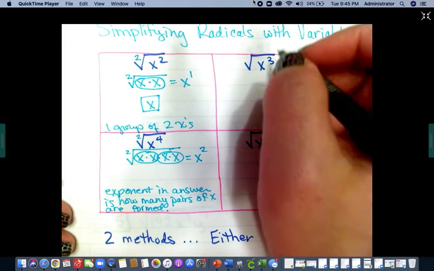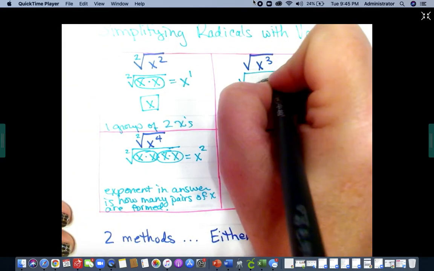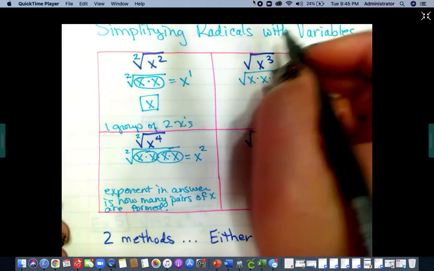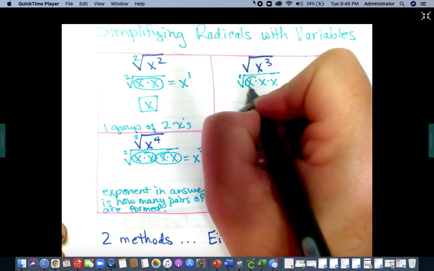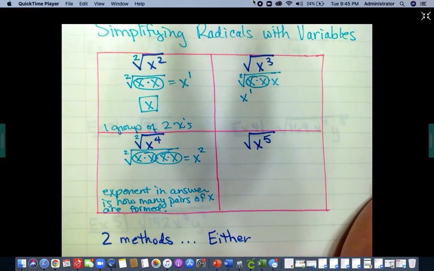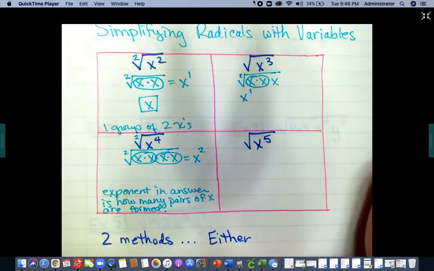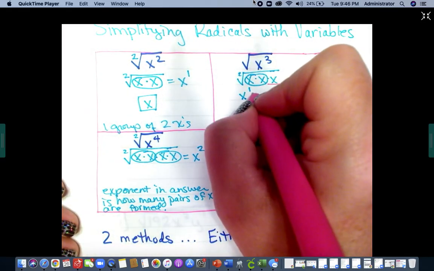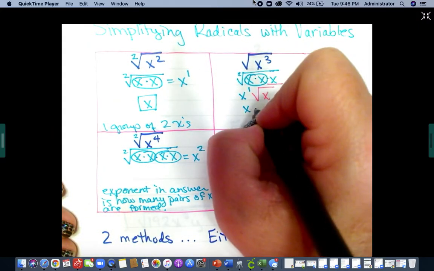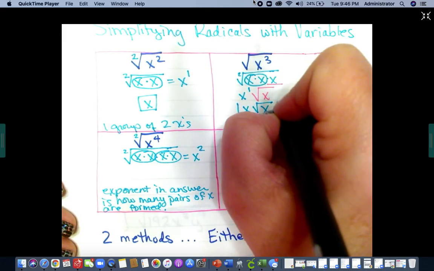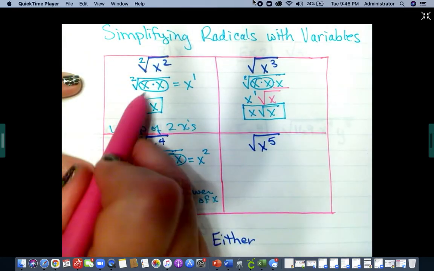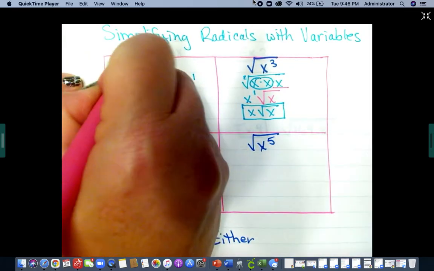So if I do likewise with the square root of x cubed, which is the product of 3 x's, this one's going to be a little bit different in that because my index is 2, I pair this up, but that means I only have one pair of x's, and whatever remains unpaired stays in the radical. So I would just write that as x root x. So in other words, what I want you to see is that for every pair, one of those factors comes out.